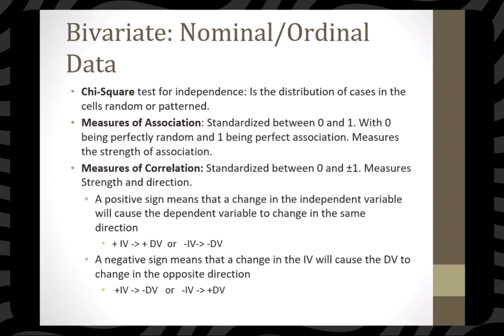Measures of correlation also are measured between 0 and 1, but they also include a negative and positive. So with measures of correlation, we can measure the direction. Measures of association only look at the strength, while measures of correlation look at strength and direction. A positive value means that the change in the independent variable will cause the dependent variable to change in the same direction, while a negative sign, a value below 0, between 0 and -1, means that the change in the independent variable will cause the dependent variable to change in the opposite direction.